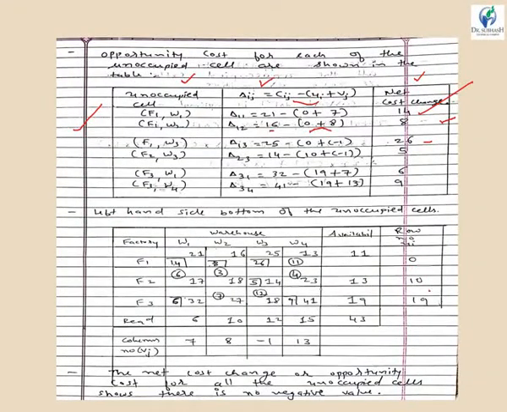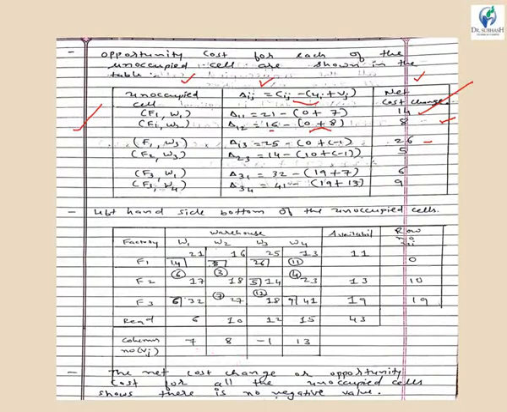U1 is 0, U2 is 10, U3 is 19, V1 is 7, V2 is 8, V3 is minus 1 and V4 is 13. So the net cost change or opportunity cost for all the unoccupied cells, there is no negative value, as we have seen in the steps. If the values of the unoccupied cells are all positive or 0, you can see there are no negative values: 14, 8, 26, 5, 6 and 9, all are positive. So we have reached the optimal solution for the given problem.